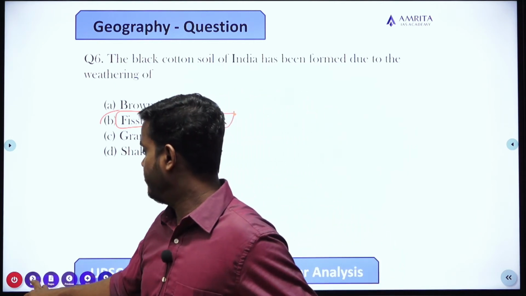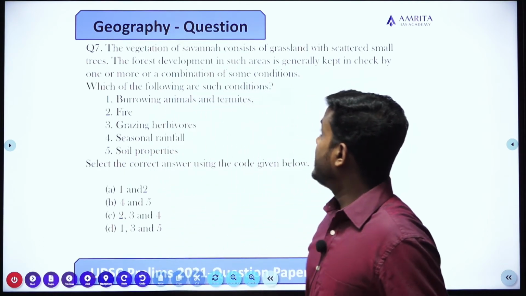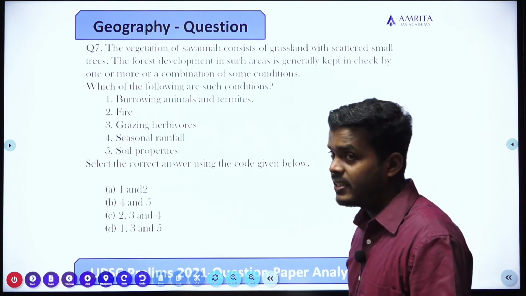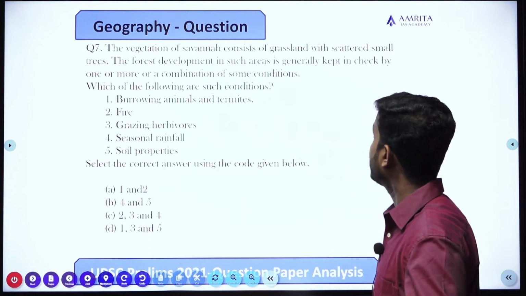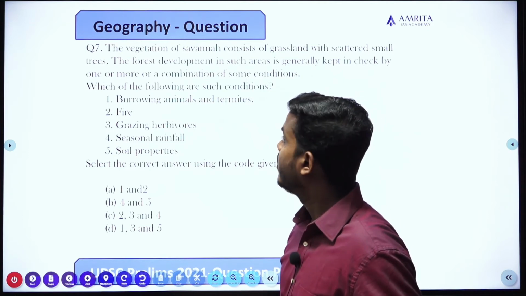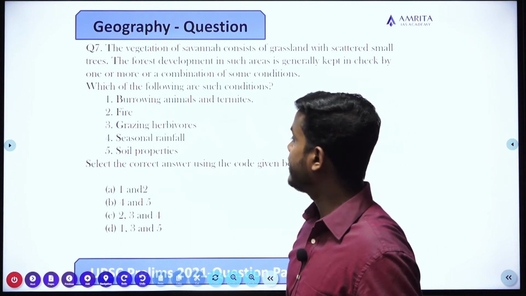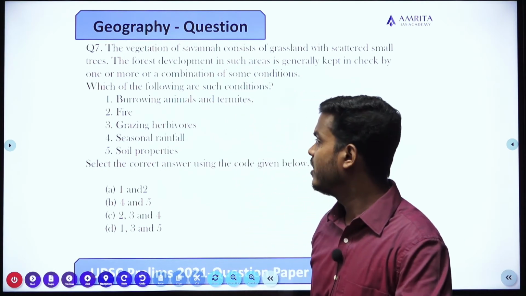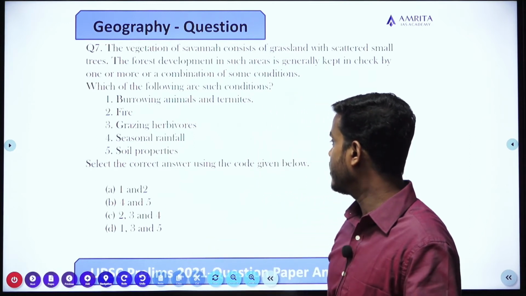Okay. Now, we'll go to the next question. The vegetation of savanna consists of grassland with scattered small trees. The forest development in such areas is generally kept in check by one or more or a combination of some conditions. Which of the following are such conditions? Burrowing animals and termites, fire, grazing herbivores, seasonal rainfall, soil properties. Select the correct answer using the code given below.